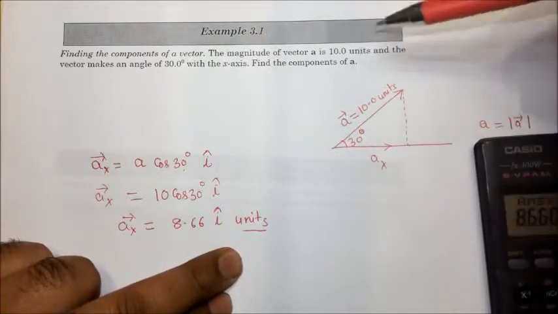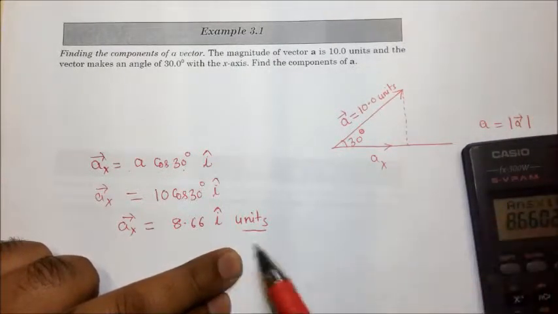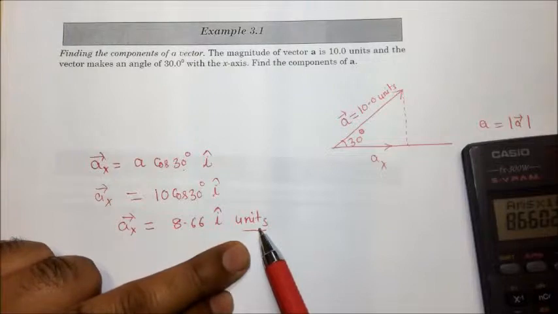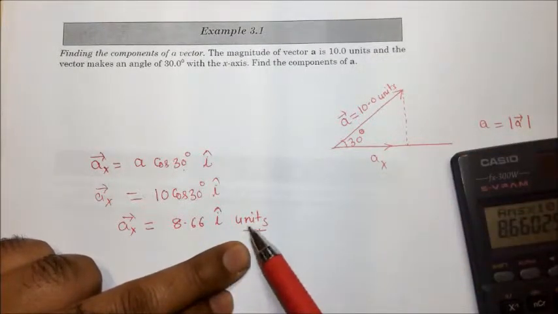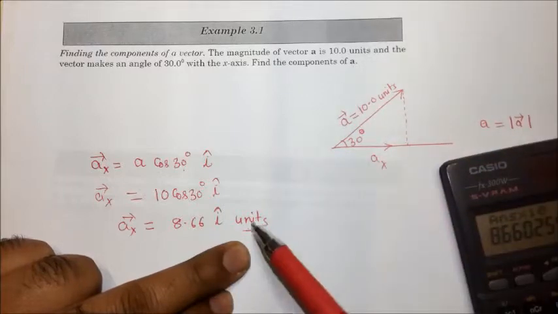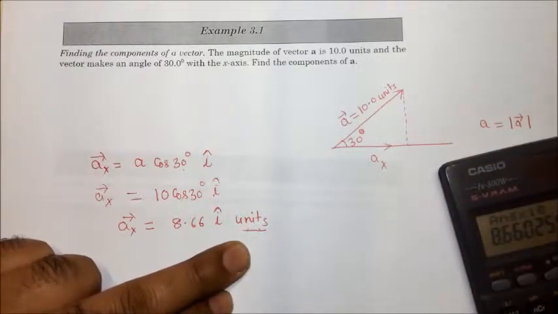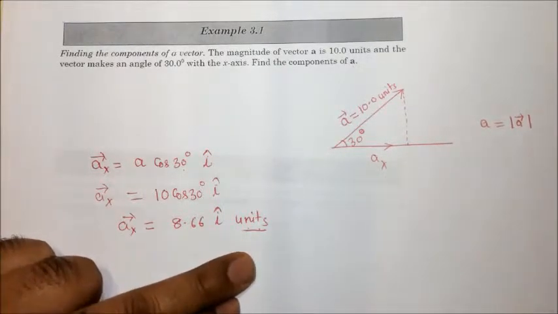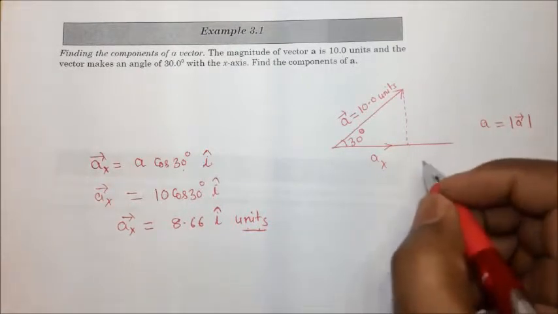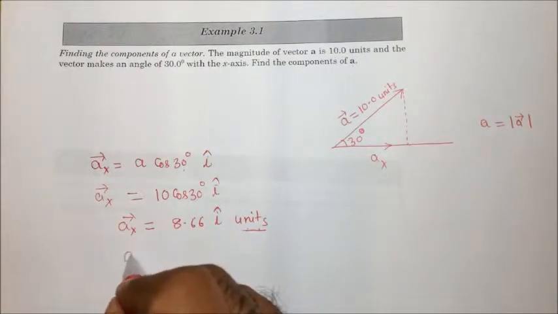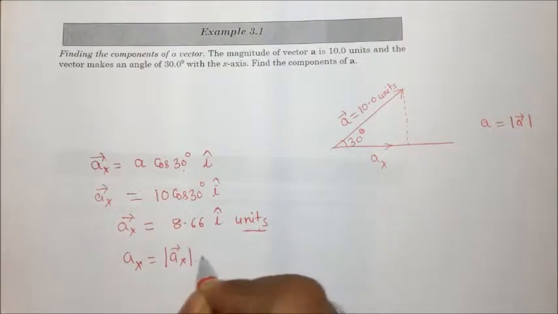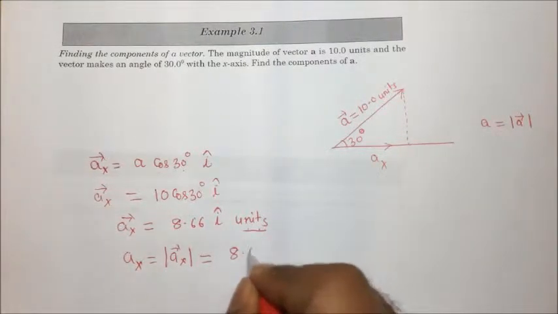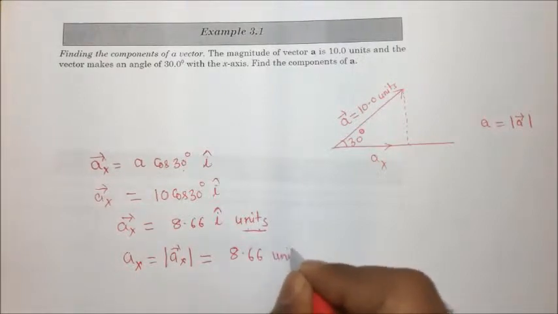You know, this could be anything. If it is meter, this Ax would have been meter. If this is Newton, the Ax would have been Newton. So whatever unit is here, the same unit will come here. Magnitude of Ax is 8.66 units.